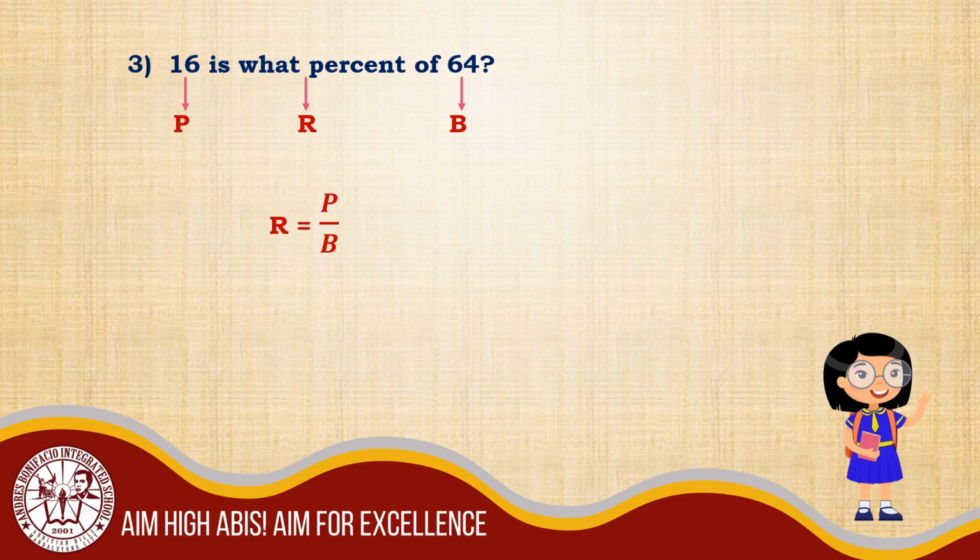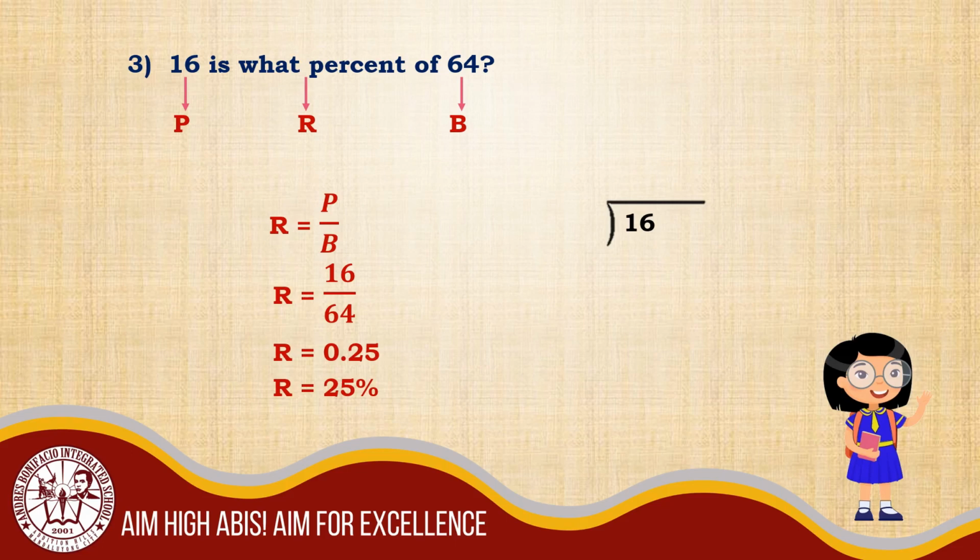Applying the formula, rate is equal to percentage divided by base. Substitute, rate is equal to 16 divided by 64. Rate is equal to 25 hundredths. Change to percent by moving the decimal point 2 places to the right and put the sign of percent. So therefore, 25%.